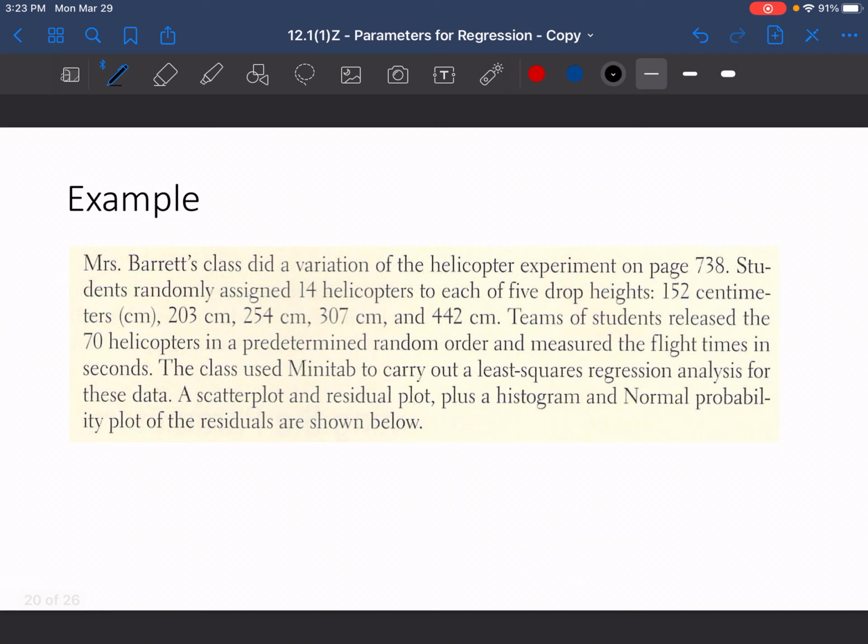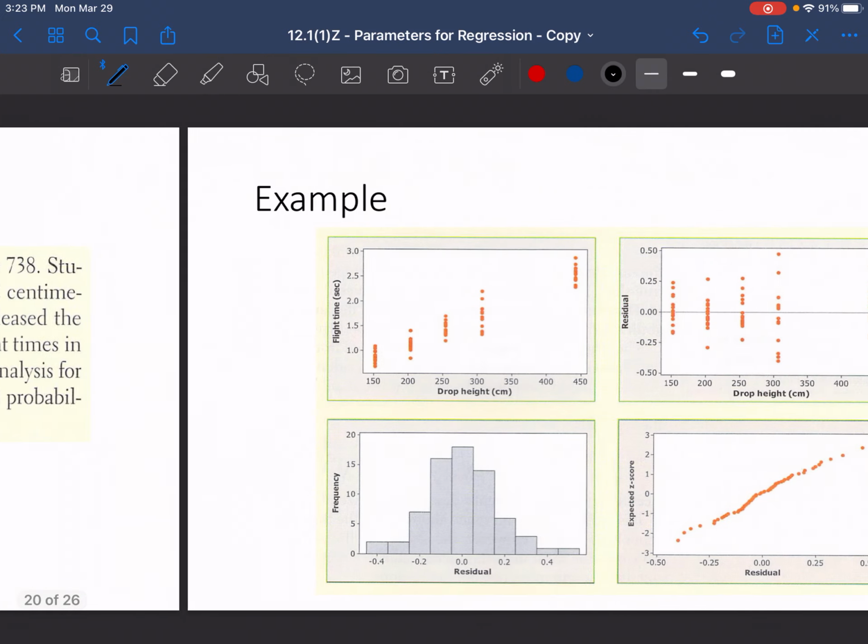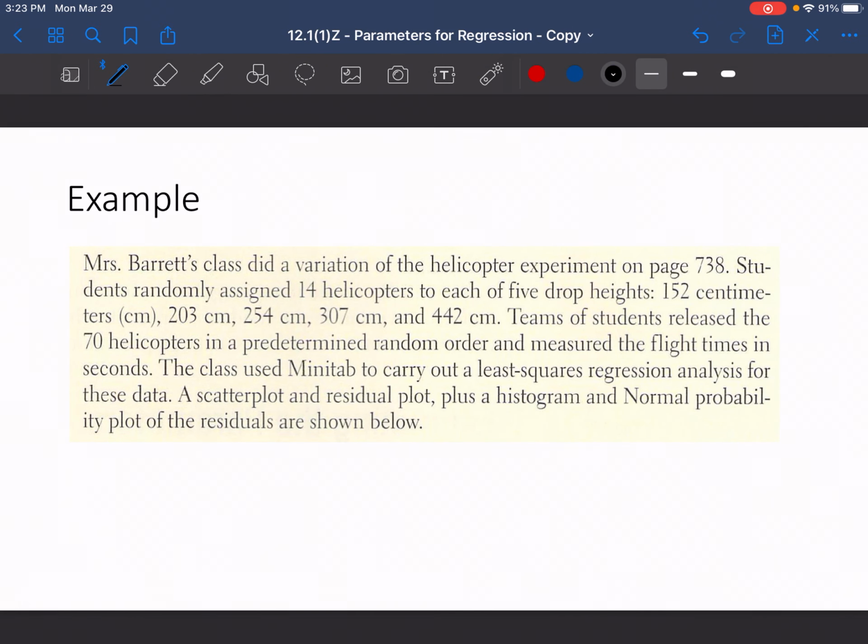Okay, so let's take a look at this example real quick. Mrs. Barrett's class did a variation of the helicopter experiment on page 738, and that helicopter experiment is this right here. Is there a linear relationship between the height from which a paper helicopter is released and the time it takes to hit the ground? So that's the experiment that they performed. Students randomly assigned 14 helicopters to each of the 5 drop heights, 152 centimeters, 203 centimeters, 254 centimeters, 307 centimeters, and 442 centimeters. Teams of students released the 70 helicopters in a predetermined random order and measured the flight times in seconds.